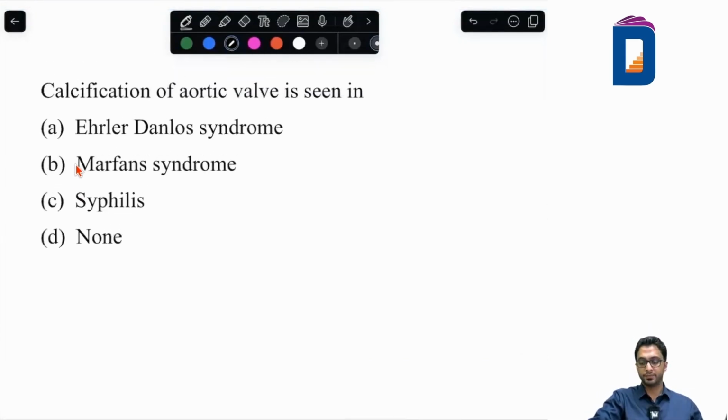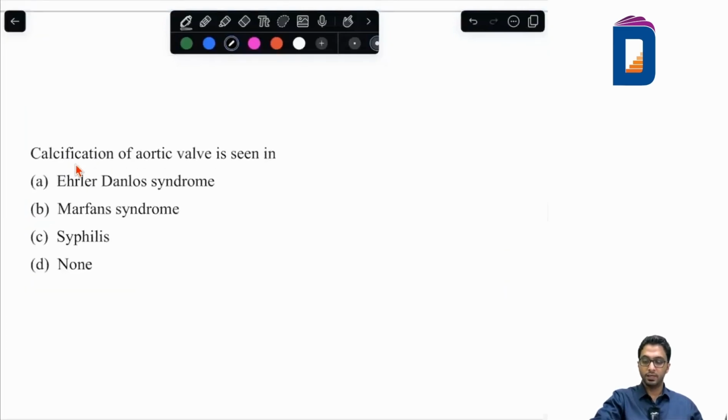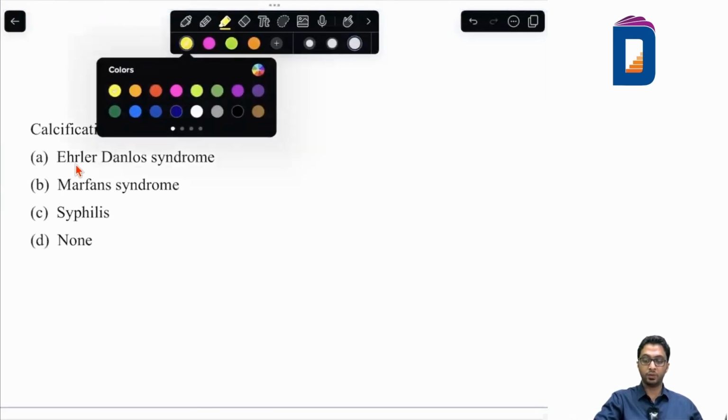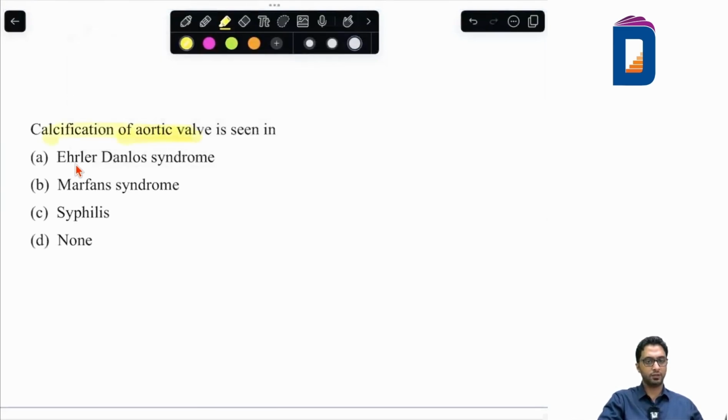So calcification. This is the next question. What's the question? So calcification of the aortic valve is seen in... That's the answer. You're reaching the 1 hour mark, but we'll go quickly. It is not Ehlers-Danlos. You expected that after Marfan's we'll jump on to Ehlers-Danlos now, but I'm going on to syphilis. Okay, very good, Parvati. C is the answer.